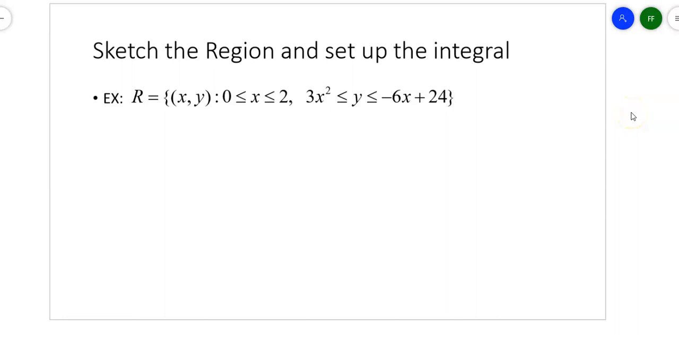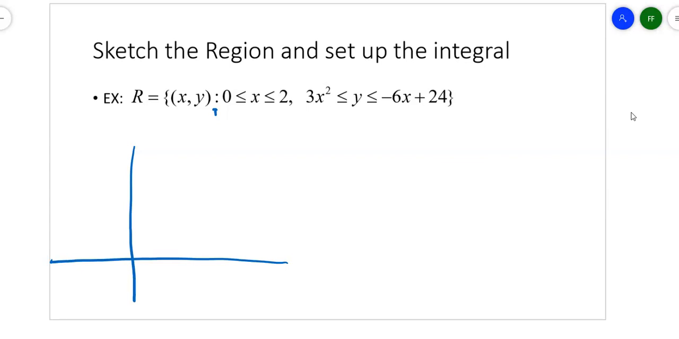So this just says sketch the region and set up the integral. We don't have any integrand yet. We just have to figure out what this looks like. So this says the region are the x's and y's such that the x's go from 0 to 2, and the y's go from 3x squared to negative 6x plus 24. Let's make ourselves a little graph here.